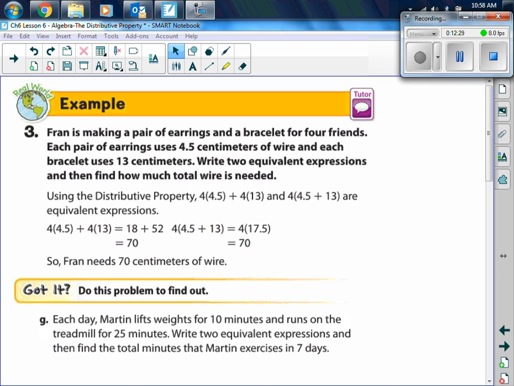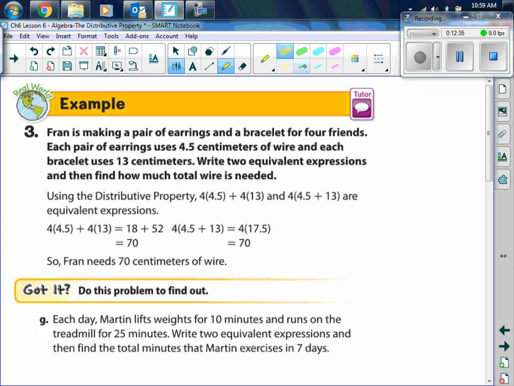4 friends, right? So here, we can say that we need to multiply 4 times 4.5 to figure how much wire she needs for the earrings. And we need to multiply 4 times 13 to see how much wire she needs for the bracelets, and then just add them together.